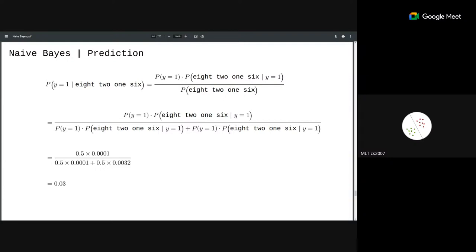This is 0.03. What will be P of y equal to 1 given x? Y equal to 0 given x? 0.97, right? So you don't even need to compute it, but still I just computed it this way. So you predict this as class 0 because that probability is higher than the previous probability, right? So that's how you do prediction in naive Bayes.